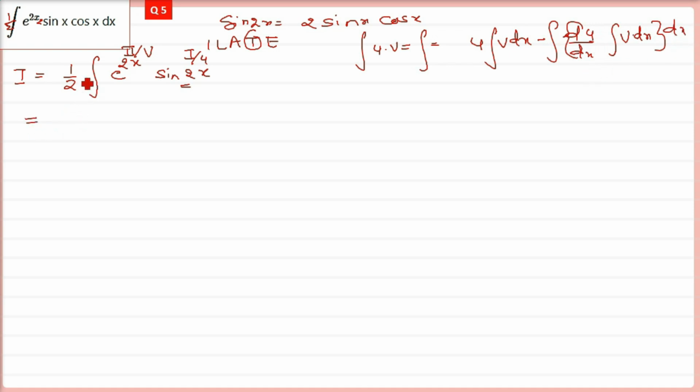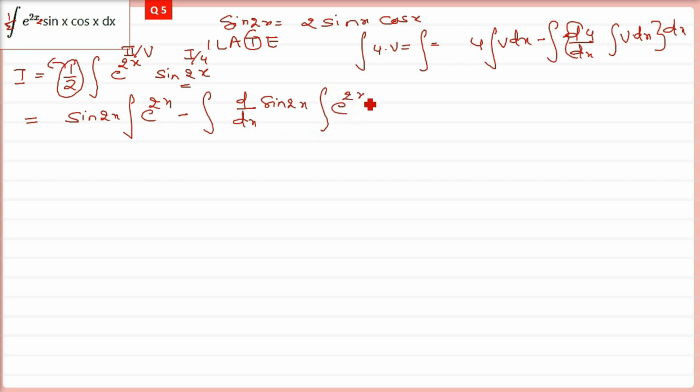So this will be half. Okay, I'm just keeping the half for a while. I'll introduce it in a bit. Let's do this one. Sine 2x will come first, times the integration of e to the power 2x, minus the integration of the differentiation of sine 2x and then the integration of e to the power x again dx, and then we'll integrate it again.